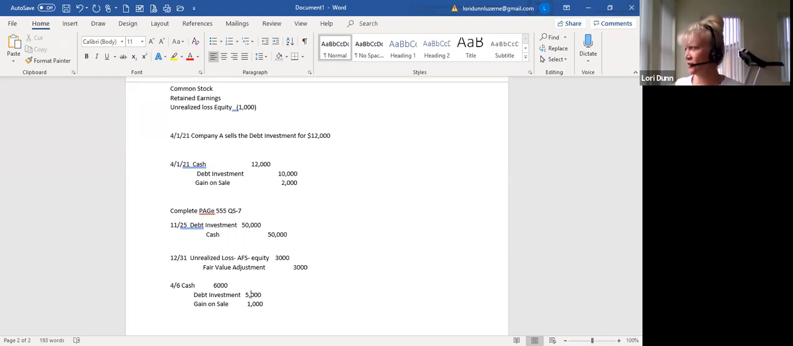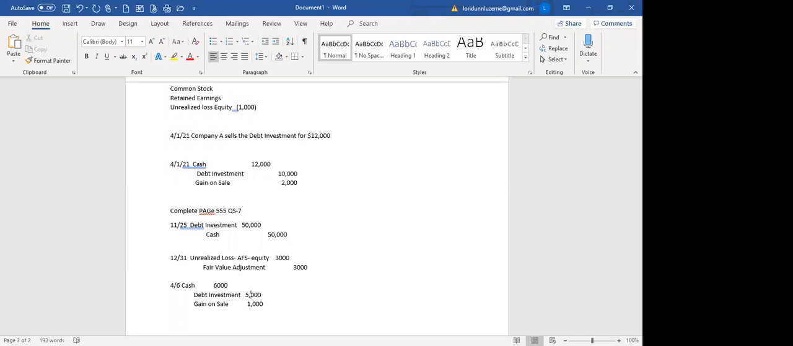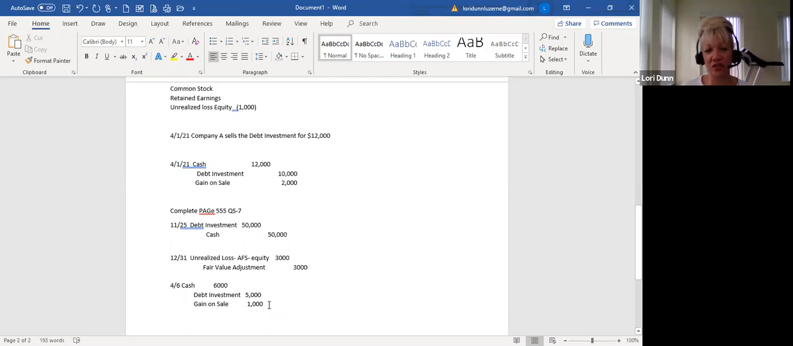So we're only going to take out the part that we're selling, so $5,000. And then since we sold it for more, we have a gain on sale. I was kind of confused because they're talking about 10%, and I was like, do we really need the 10%? No, it's just the percentage. They didn't sell the entire debt investment they purchased, just that one little part. So they still own the other 90%, or 45,000.